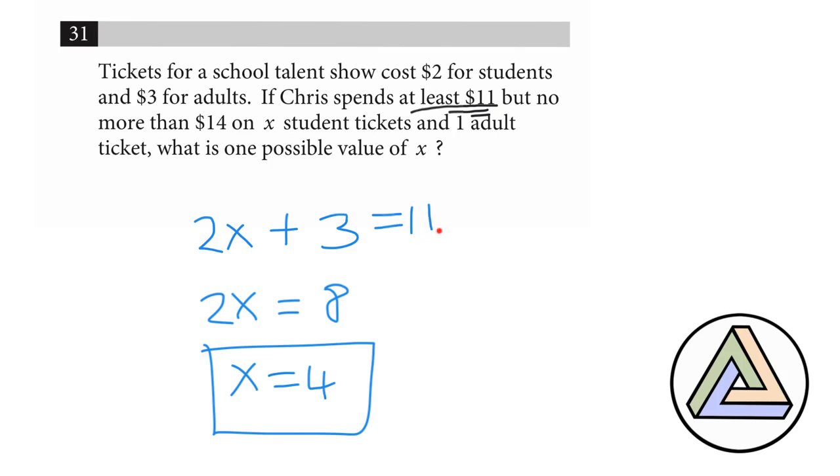Had you filled this in with 13, then it would have worked as well. X would have been 5, so 4 or 5 would have worked. Nothing else would have worked, because had you chosen 12 or something, X would be 4.5, and that makes no sense, because how could you buy 4.5 student tickets, right? So only an odd number would work here. In other words, only 11 or 13.